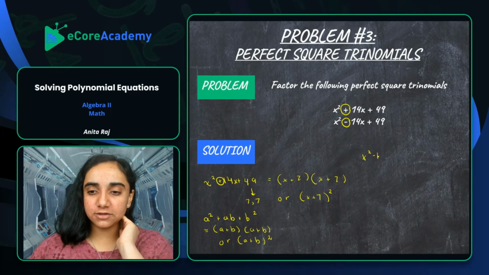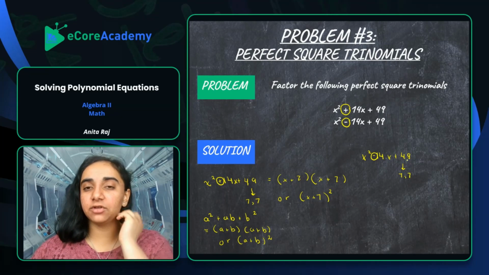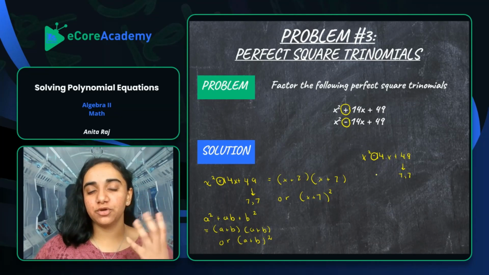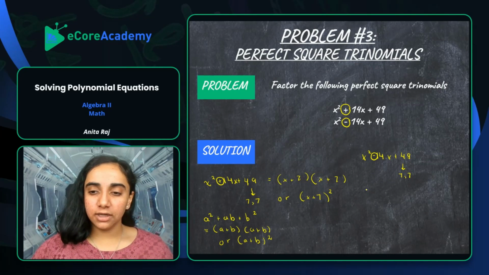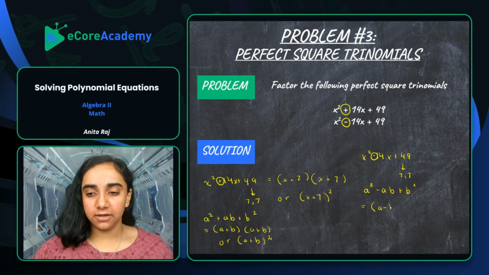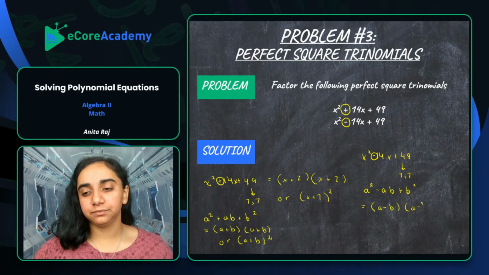So x squared minus 14x plus 49. Again, we want to acknowledge we have a minus sign, so our formula is going to be a bit different. And 49's factors are 7 and 7, which will give us that perfect square trinomial because we're going to have the same expression in both sets of parentheses. So what equation are we going to use now? Well, because we have a minus sign, it's a squared minus 2ab plus b squared. And this is going to be equal to a minus b times a minus b, or we can write this as a minus b squared.